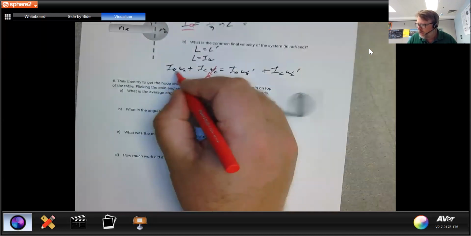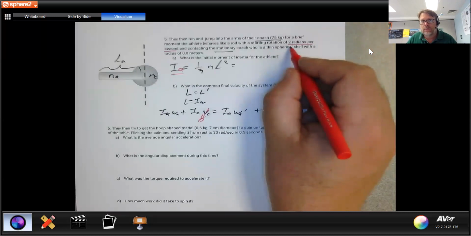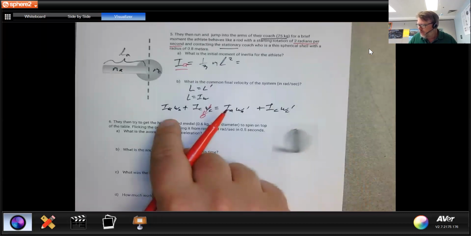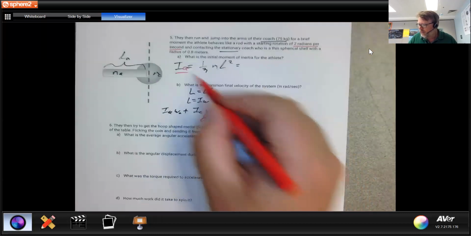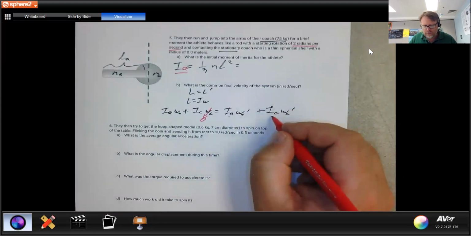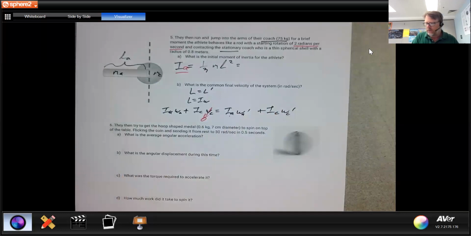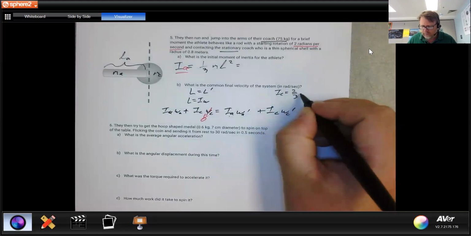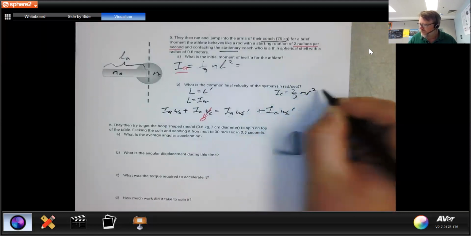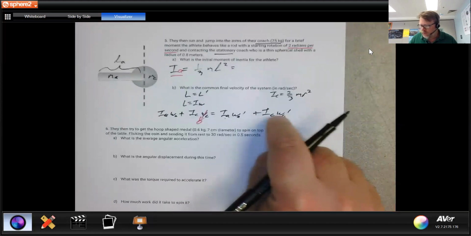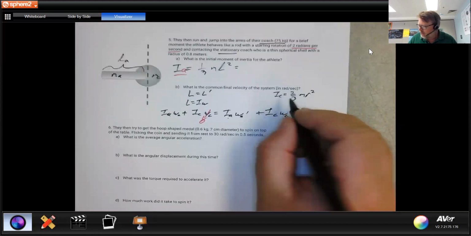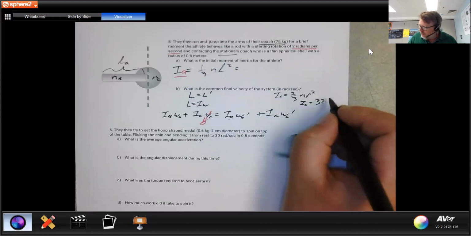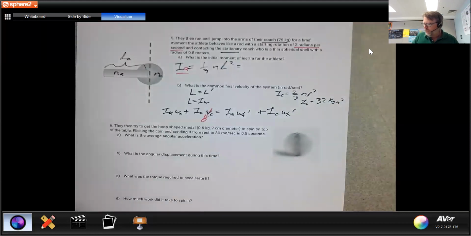So you take this number down here, multiply it by your radians, and that'll give you over here. Now we use the same one here, and you also need to figure out your I for your coach. It is a spherical shell. So that number is going to go in here, which, by the way, everyone had the same coach, so that was 32 kilograms meters squared.